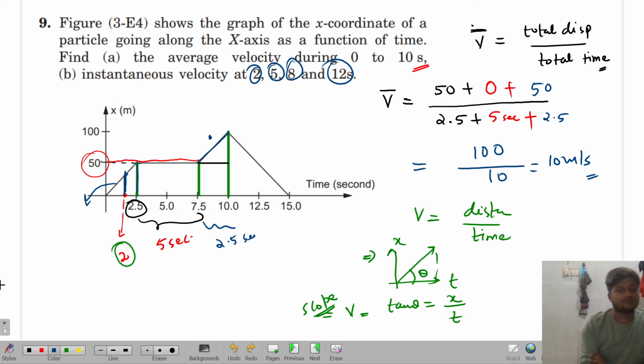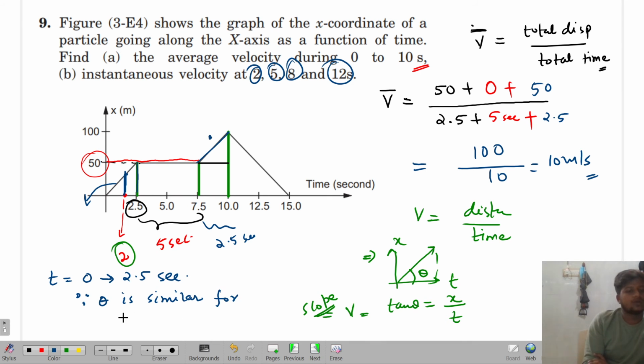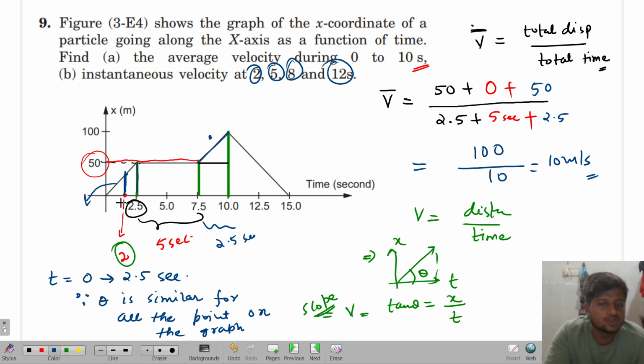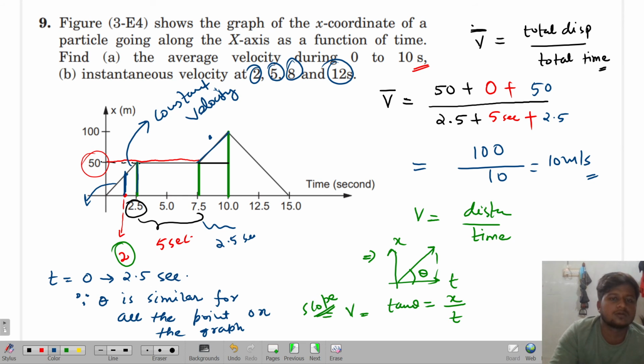From t equal to 0 to 2.5 seconds, since angle theta is similar for all the points on the graph, therefore what does it mean? That from 0 to 2.5 seconds, the particle is moving with which kind of velocity, guys? Constant velocity. Yes or no? Everyone, yes or no? Got it or not? Hitesh, Radha, okay? Nisant, okay, yes or no? These things are okay or not?